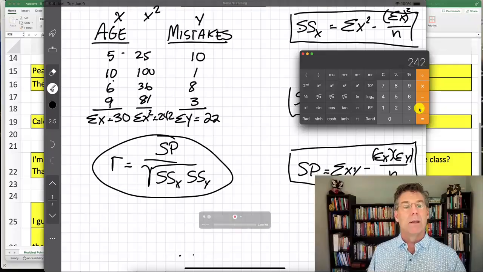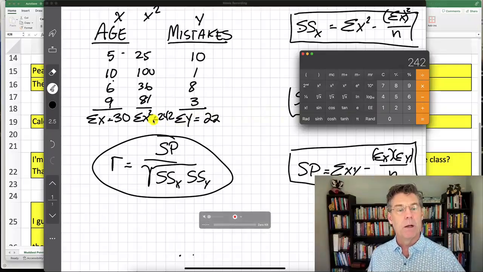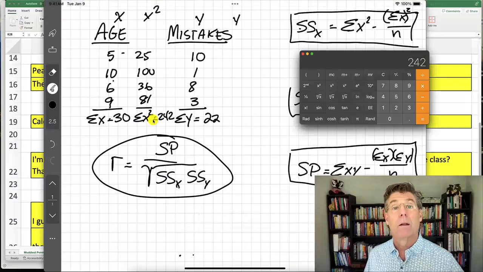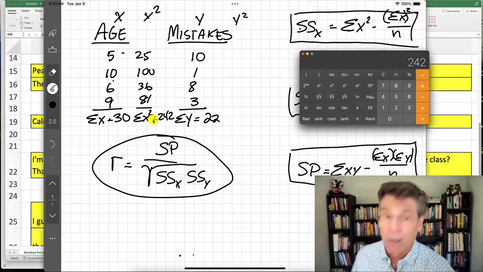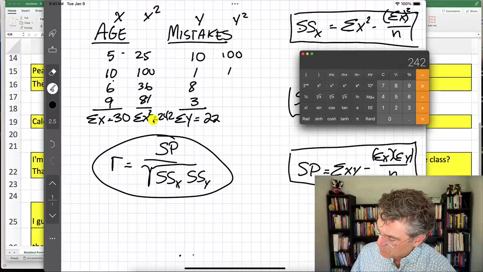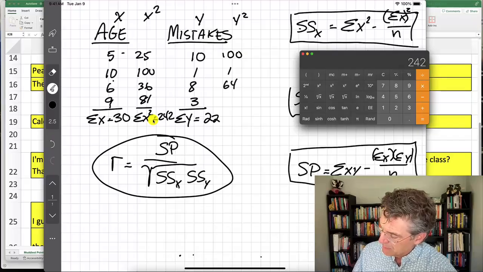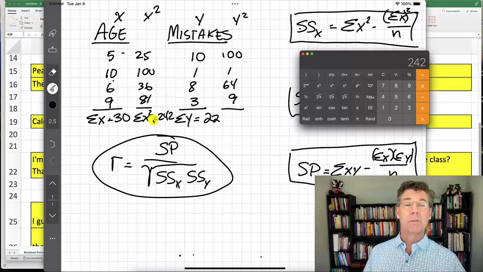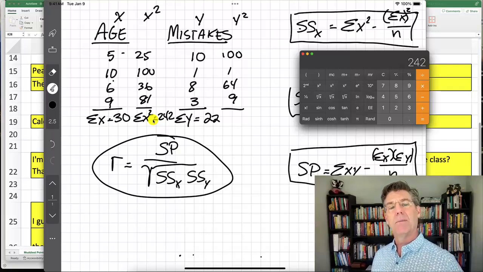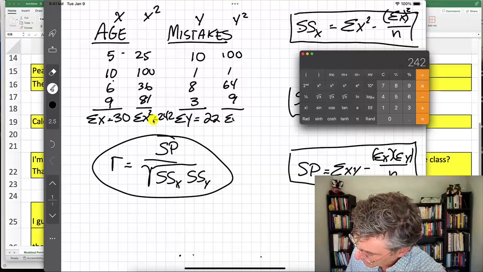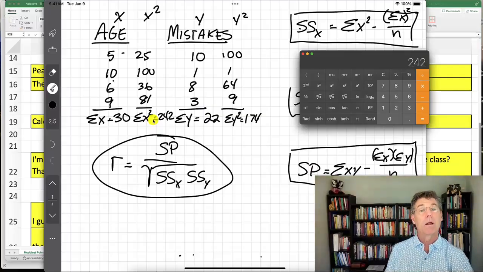Okay, so now I've got my sum of x and my sum of x squared. I'm going to now do the same thing for the y. I'm going to create a y squared column. So y squared is 10 squared, which is 100. 1 squared is 1, 8 squared is 64, and 3 squared is 9. And then I'm going to add that up, and that's 9 plus 1 is 10, plus 64 is 74, plus 100 is 174. And then I have my sum of y squared.